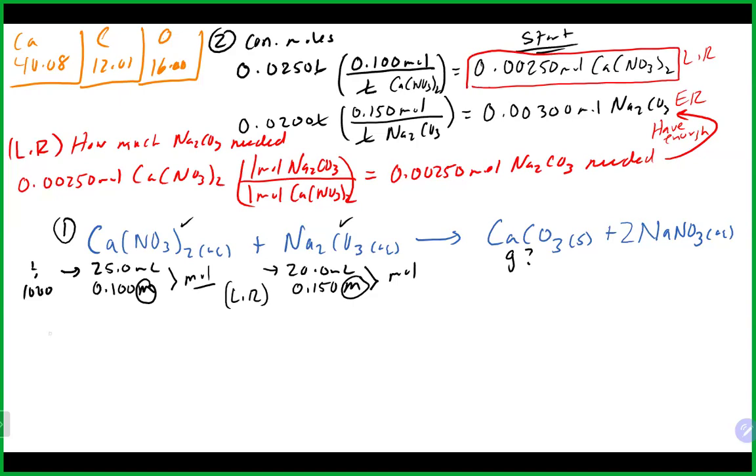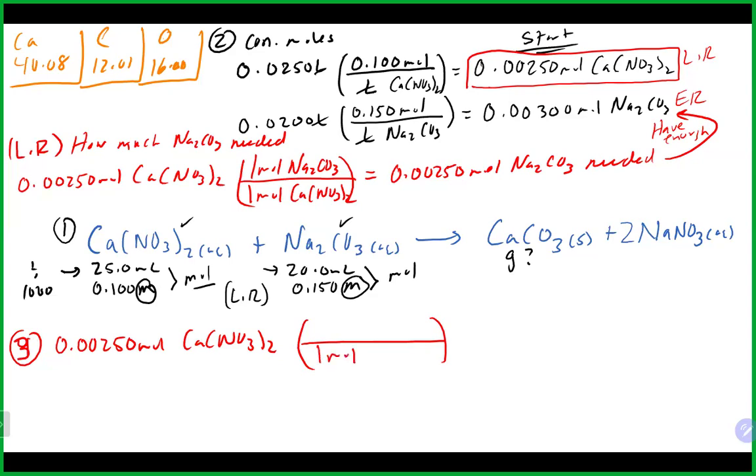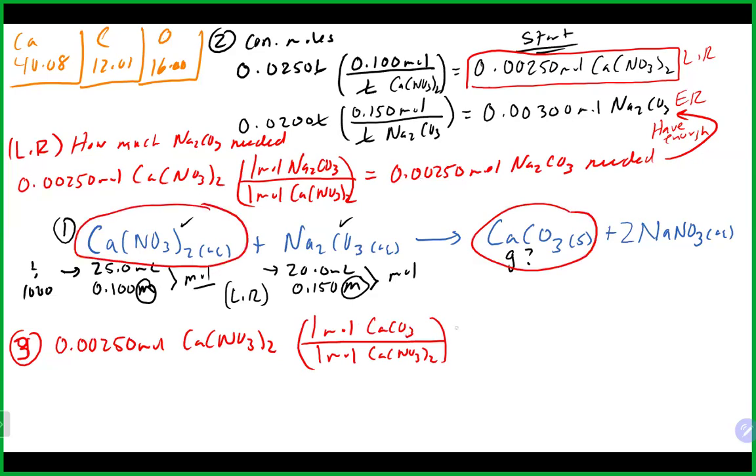So using that, we will take our limiting reagent to do step number 4, and we will take our starting amount of our limiting reagent. We will then go back to the equation and do the mole-to-mole relationship between the limiting reagent and, I guess this is actually step 3, our product, which is 1 mole of calcium nitrate to 1 mole of calcium carbonate. So the relationship between these two is a 1-to-1 relationship. That's going to give me 0.0025 moles of calcium carbonate.